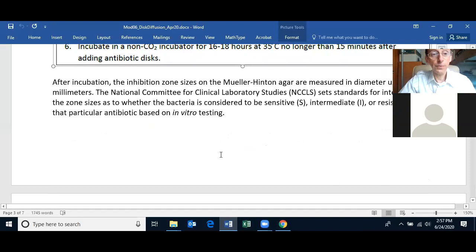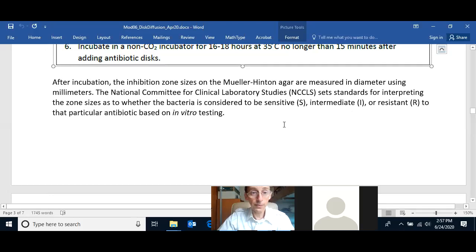All right, so after you grow up the plates, you then measure the size of the zone of inhibition, and you can use calipers or a ruler to do that. And then you look at the zone of inhibition, the diameter, and compare it to a chart, and you say whether it's sensitive or resistant for what it is in the chart. And each bacteria with each antibiotic will have a different measurement for what's sensitive and what's resistant. And there's an intermediate, and that's the size between sensitive and resistant.